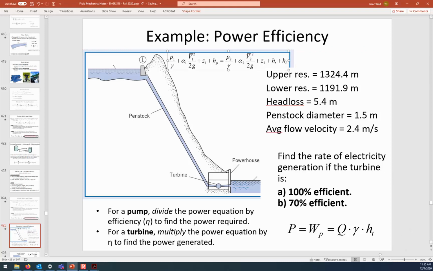So let me pause for a second. Location 1 is the upper reservoir. Location 2 is the lower reservoir. So I think that gives you a hint on what to do with the pressure at 1 and the velocity at 1. What won't cancel out is the z values. But solve for h sub t, and then once you have h sub t, substitute that into this power equation. Okay, I'll pause for a moment and then I'll rejoin and we'll go through this together.